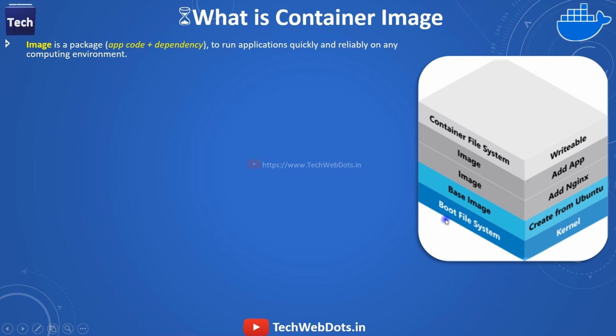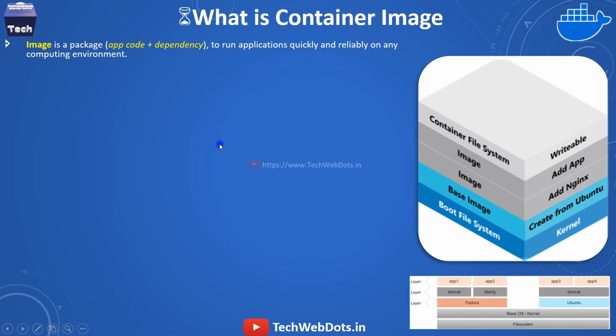On the other side, you see the boot file system, which is our kernel, the base image created from Ubuntu, one image layer for nginx, another image layer for adding the application, and the top one is the container file system, which is writable. Let's read more about how that looks, because this is for a single application, but this is not true only for a single one. You can create multiple.